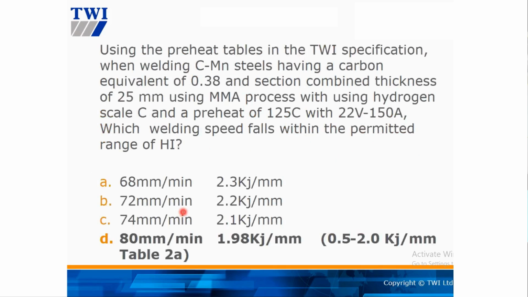Number 3, using the preheat tables in TWI spec, when welding carbon manganese, they have carbon equivalent 0.38, section combined thickness 25, using MMA process, hydrogen scale C. All right, and with the preheat 125, 22 volt, 150 amps, which welding speed? The question asks about welding speed. Then you need to calculate one by one. Right. But before that, we check from table 2A.